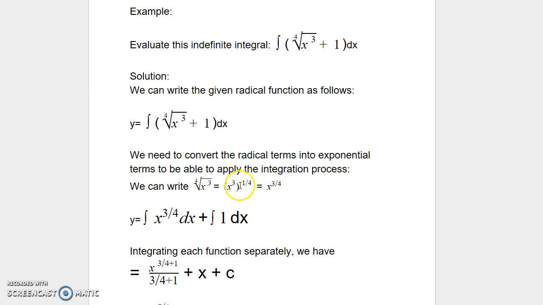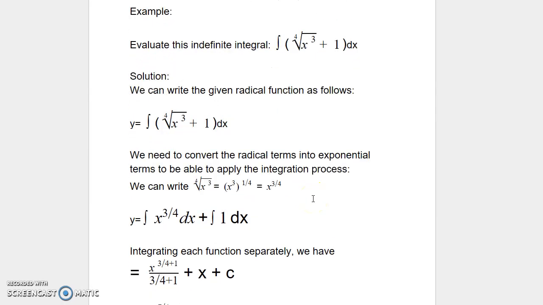One of the rules of exponents tells us that if we have a term raised to a power, and that whole thing is raised to another power, we can write the base term once and then multiply the powers. So in this case, the base term is x, and the powers are 3 times 1 over 4. 3 times 1 over 4 is 3 over 4. Therefore, the fourth root of x cubed converts to x to the power of 3 over 4 as an exponential term.